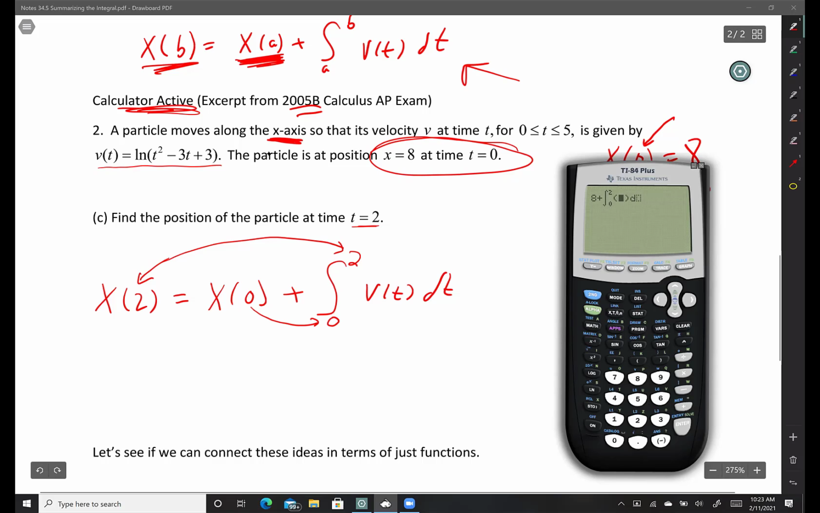And you can, if you want, inside push ln of t squared minus 3t plus 3. But I'm telling you, this way you'll never make a mistake, as long as you don't make a mistake on the y equals. I'm going to call the y. How do I do that? Push the alpha button.